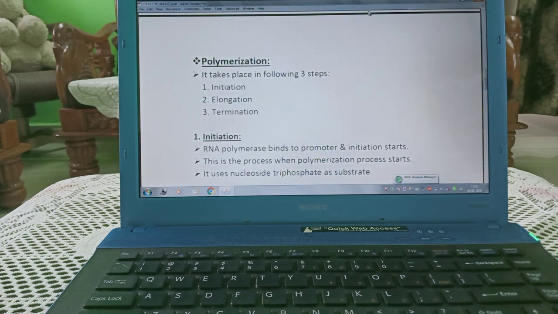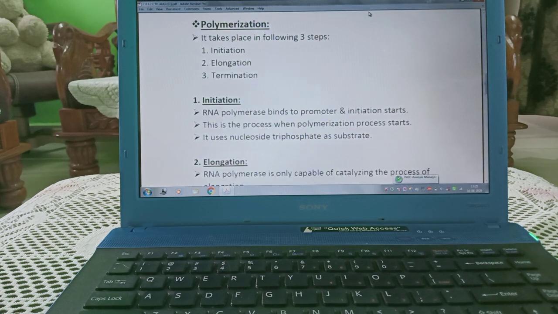Now, we will start with polymerization. It takes place in the following three steps: initiation, elongation and termination. Initiation means starting of the reaction. Elongation means it gives length to the reaction, and termination stops the reaction.